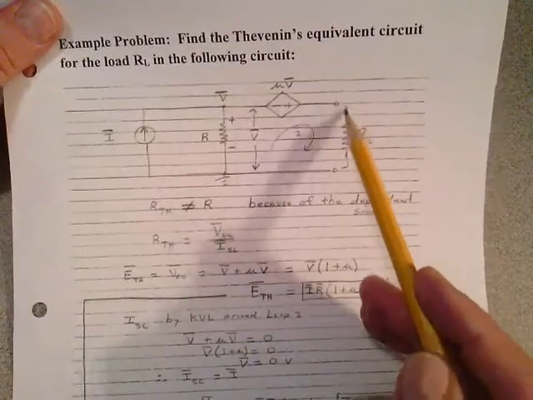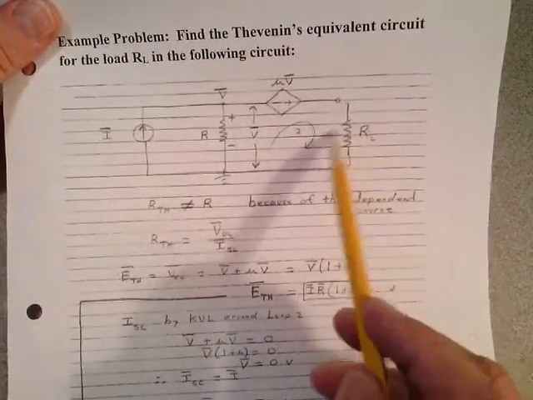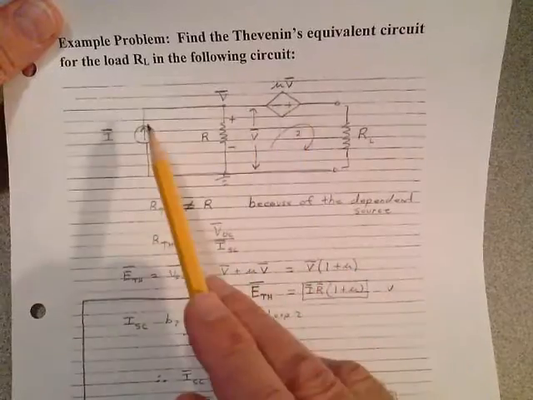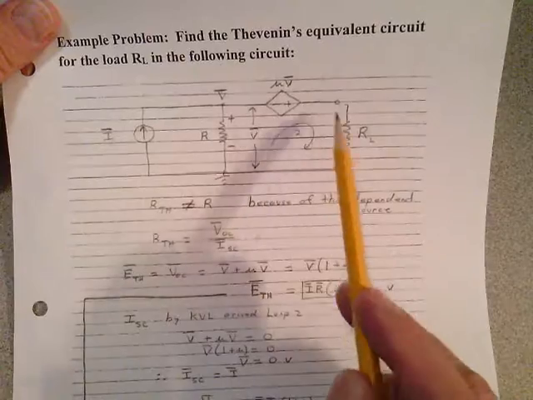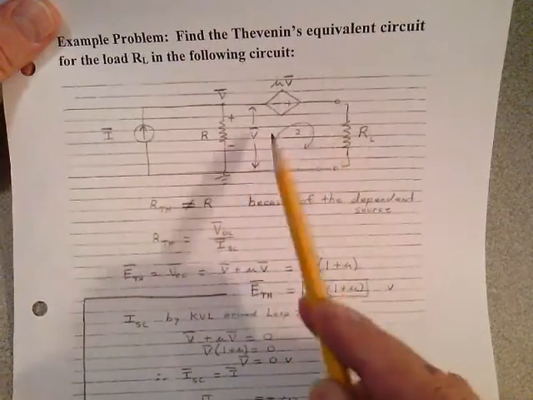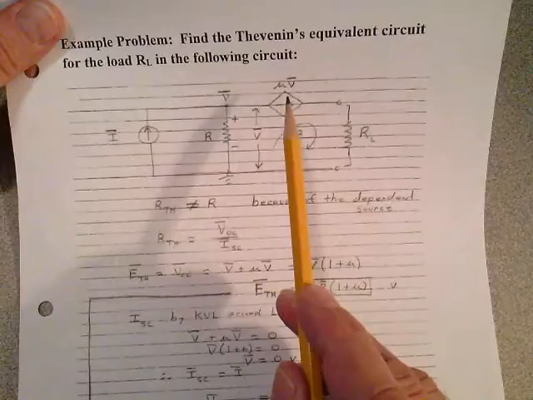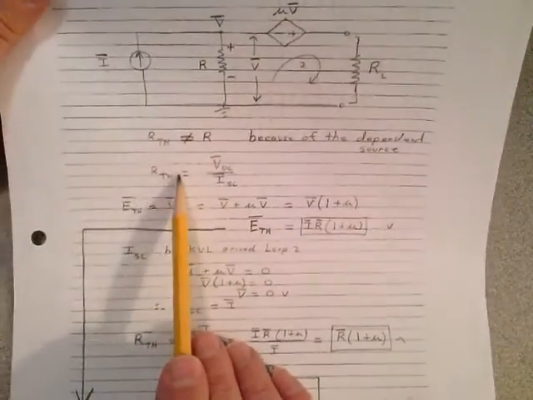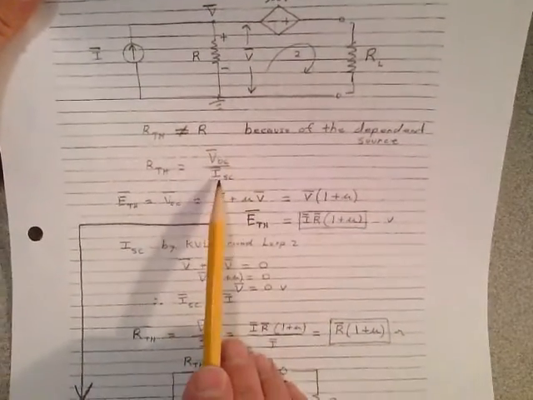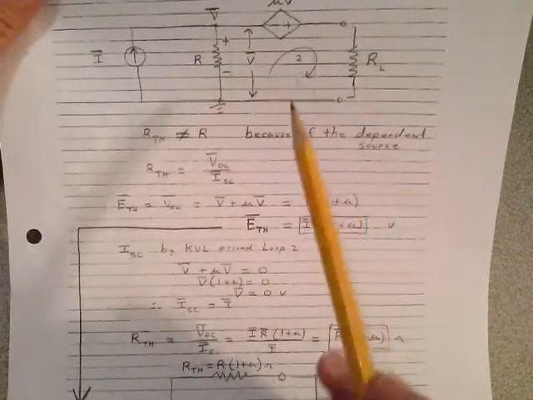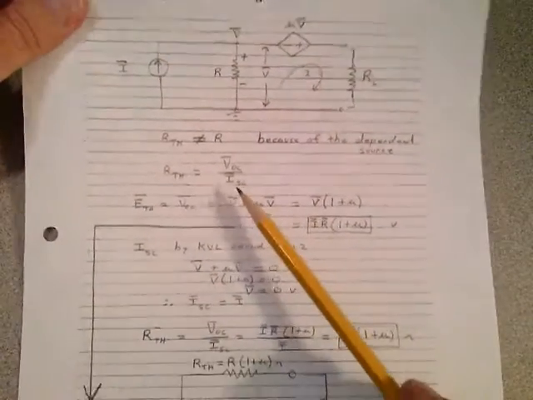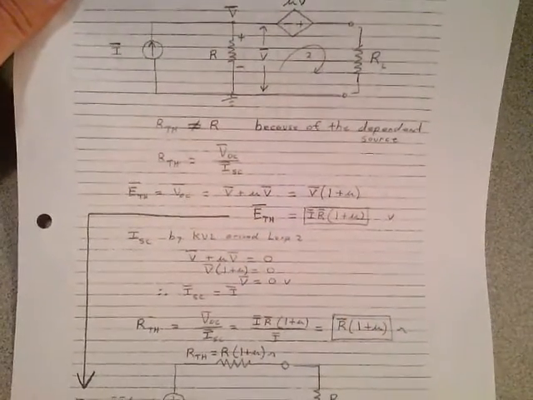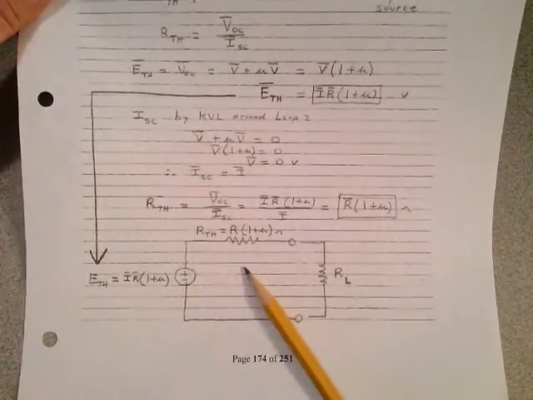So I want you to notice, remove RL, and look in there, and recognize that you can't just short this out and open this and say, oh, the Thevenin resistance is just R. You can't do that because that is a dependent source. You have to find R Thevenin by finding the open circuit voltage divided by the short circuit current. So I want you to stop the video, look at this, and see if you can work this out. I took my time here. I did not break any rules. And I worked through this problem, and I ended up with the Thevenin equivalent circuit here.